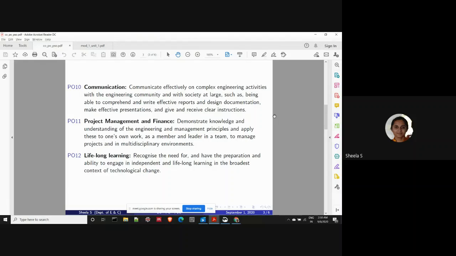And the last PO what we are having is lifelong learning. So whatever course we are going to learn, whether it will be helpful after the completion of your program, when you go outside for a job and all, whether this will be helpful or not. So like this we are going to consider the POs.